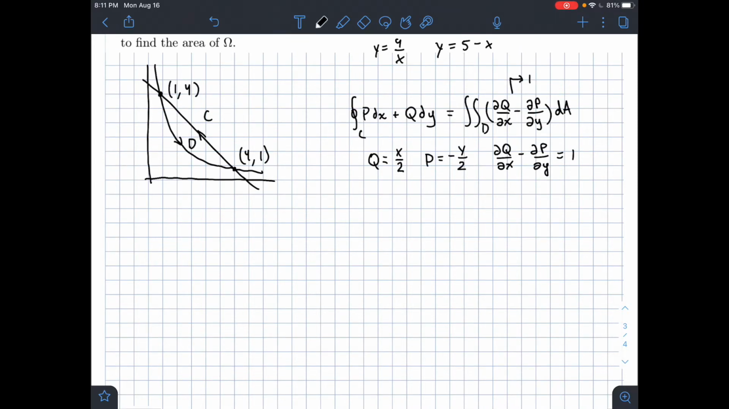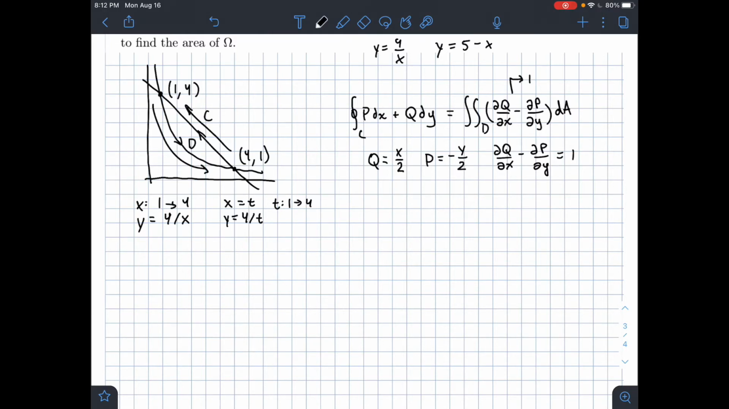In order to continue with this problem, we need to parameterize curve C. So we start by looking at this segment, and then we can look at this segment of the curve. So for this first segment, we have x going from 1 to 4, and y is defined by 4 over x. So we can parameterize this as x equals t, where t goes from 1 to 4, and y equals 4 over t.